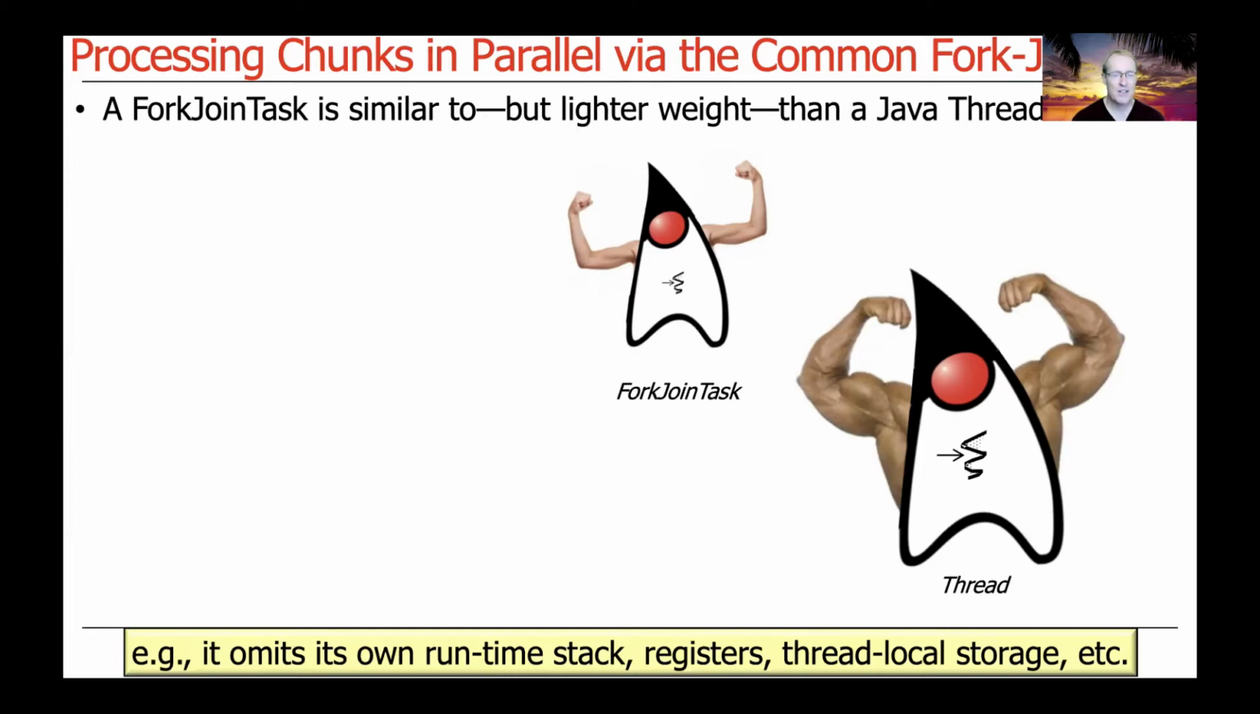So in particular, a regular Java thread, which I show here all pumped up and injected with steroids, is going to have its own runtime stack. It's going to have its own registers. It's going to have its own thread local storage. It's going to interact with the operating system kernel in order to be scheduled and run and suspended and resumed and so on. And a fork join task is like the scrawny little brother or sibling of the big honking thread, which is much lighter weight.